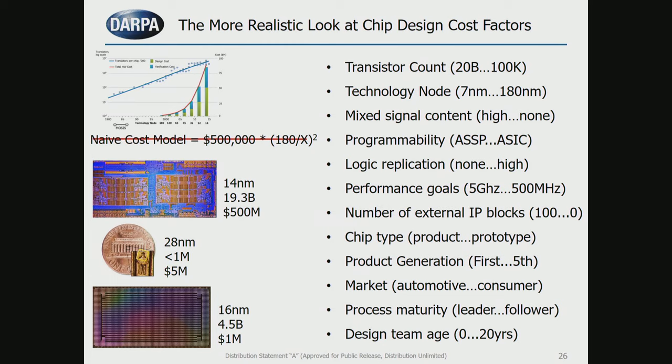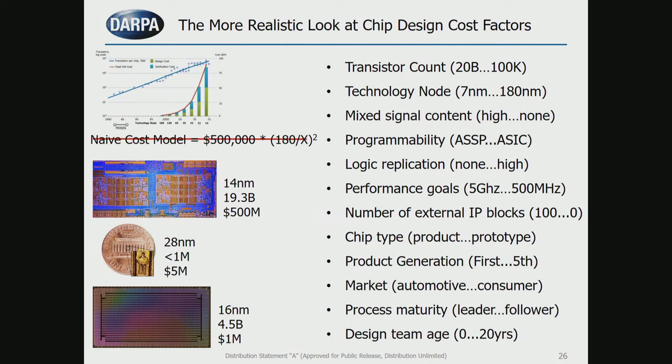You've got transistor count, which technology node, whether it's mixed signal or digital, is it programmable or an ASIC, because that drives the software cost. Is there a lot of replication, like what I did with my chip? Are you running at 500 megahertz or 5 gigahertz? Is this a product or a prototype, right? That has a big impact in terms of verification, and so forth, right?